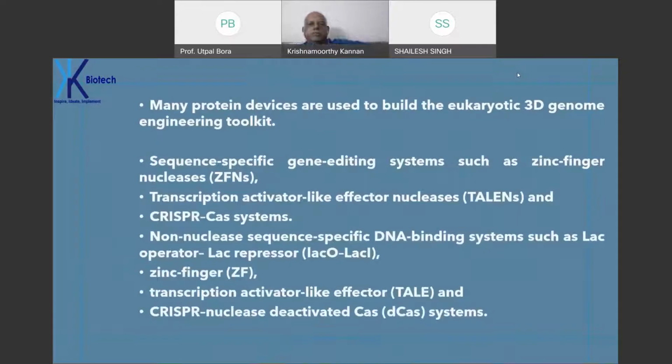Now, before this came, there were other techniques, as I told you. One of them is used to build the eukaryotic toolkit. One is the sequence-specific gene editing system, such as zinc finger nucleases, about which I'm sure you're having a separate session. You have TALENs, you have another session I saw in your program. You have CRISPR-Cas. Then using non-nuclease sequence-specific DNA binding systems, the LacO array, LacI repressor, zinc finger, transcription activator, a whole lot of things. I don't want to go into detail, but I want you to know that many speakers are going to speak of this in great detail.